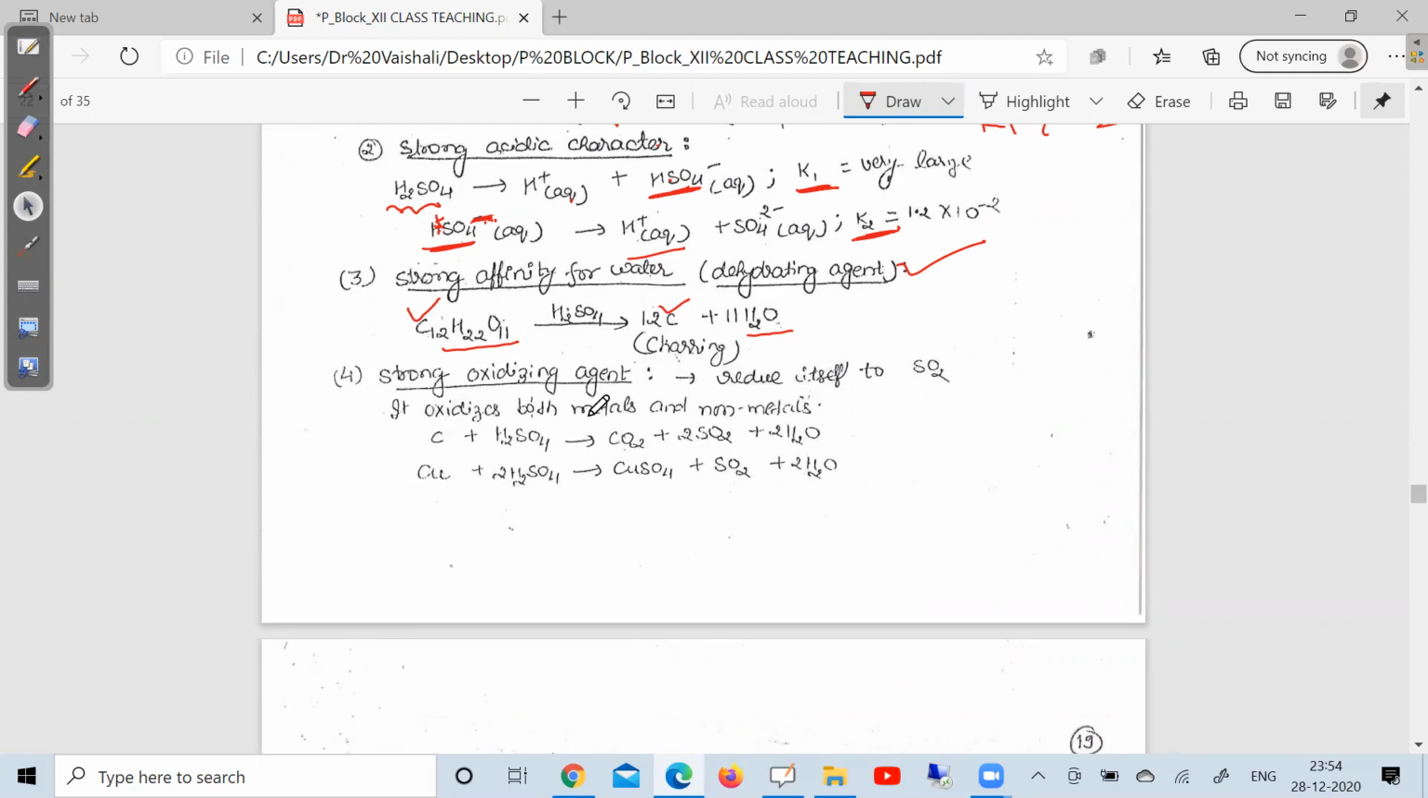The next property is strong oxidizing agent. Sulfuric acid is a very strong oxidizing agent, so it can react with any non-metal or metal to form SO2 gas and water. These two are common. In case of non-metal, it forms oxides. In case of metal, it forms salt. So what happens when copper reacts with sulfuric acid? It forms copper sulfate and releases SO2 gas and water. What happens when carbon reacts with sulfuric acid? SO2 and water, that is common, but the non-metal forms a non-metallic oxide, that is CO2.